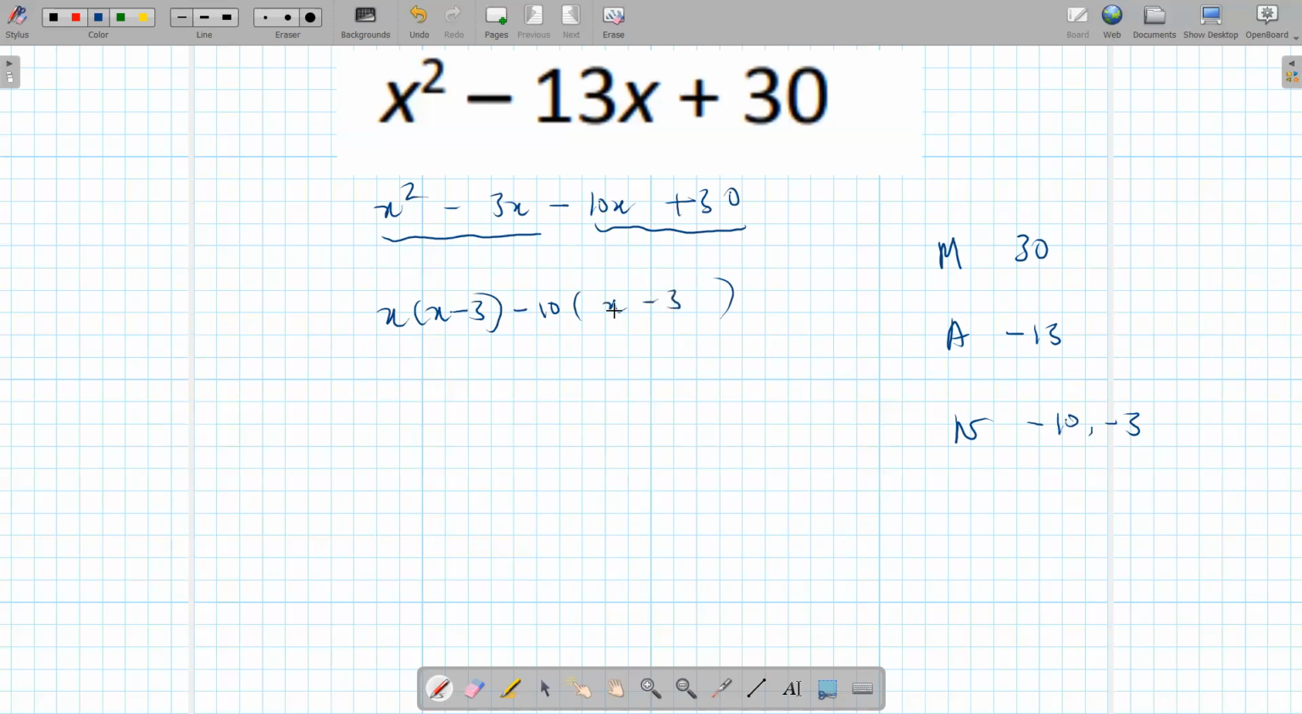Now why did we pull out a minus? Because we need these two brackets to be the same. And whatever the sign is for the next term, you want to pull that out. Then you're left with x minus 3 times x minus 10, and you're done.